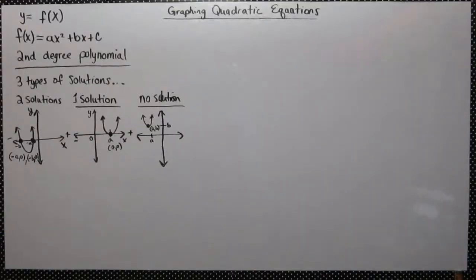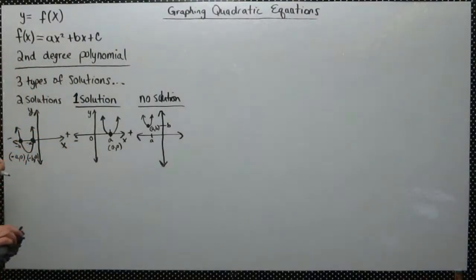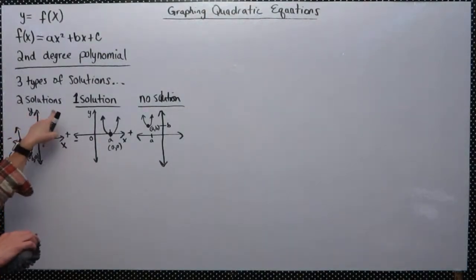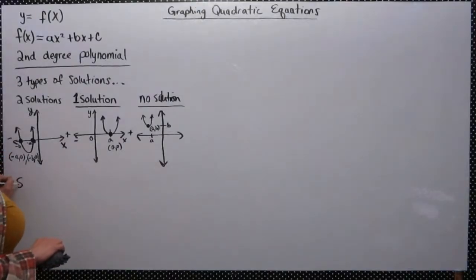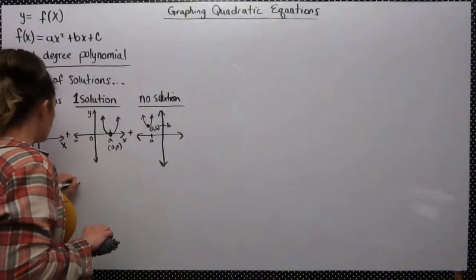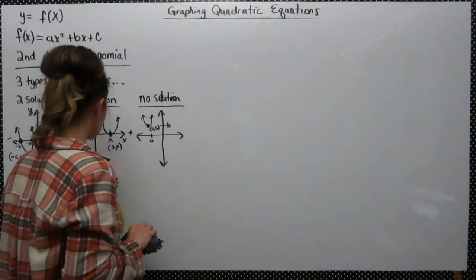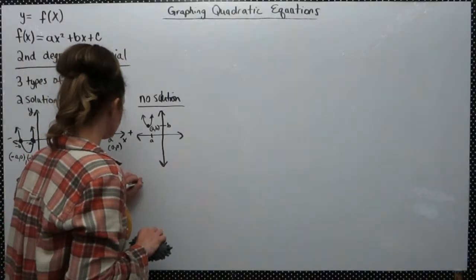It's nice to know before you start solving and finding values exactly what kind of solutions you're looking at, especially when you're dealing with multiple solutions. And what do I mean by solutions? Solutions are the zeros of the function.